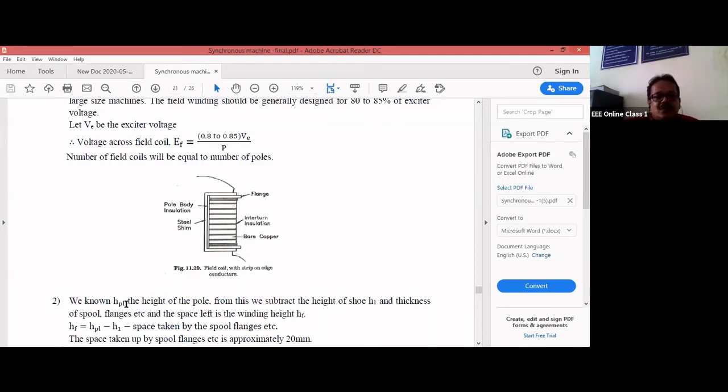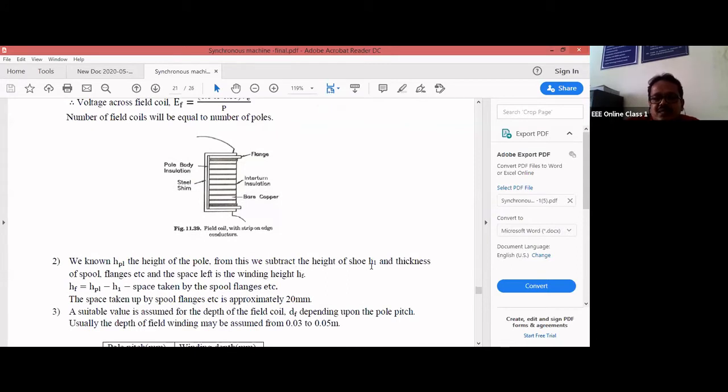We know that HPL is the height of the pole. Height of the pole means the entire height from ear to ear, considering the pole shoe also. From this, we subtract the height of the shoe, and the thickness of the spool. Spool is nothing but the ear. You can see here this is a flange, and this part is called a spool. We subtract the height of the shoe, the thickness of the spool, flanges, etc., and the space left for the winding will be HF.